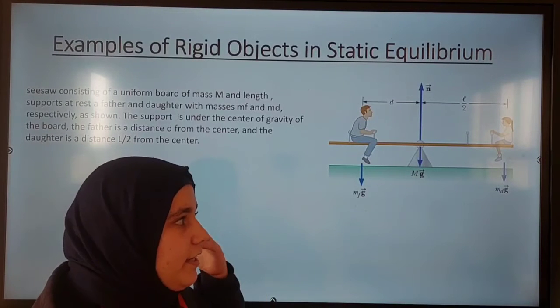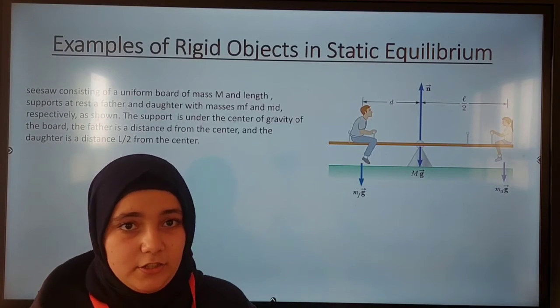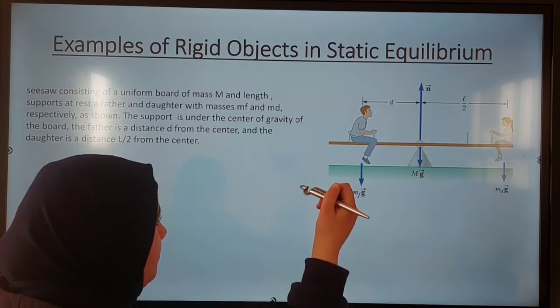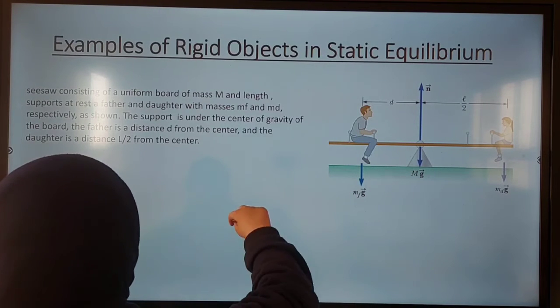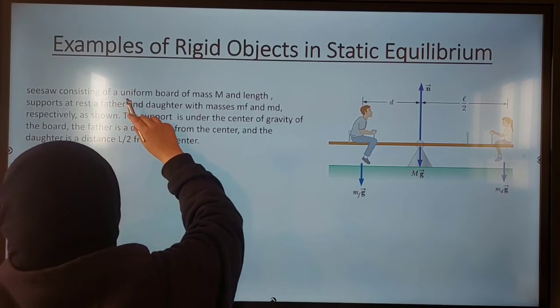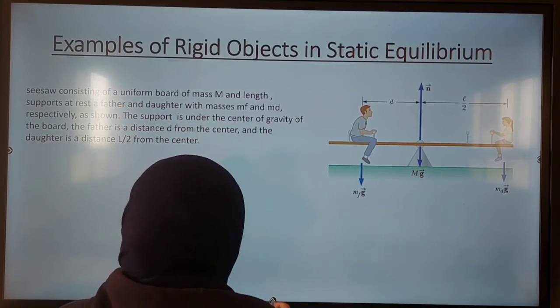After we have covered what the center of gravity and torque are, here we have the first example. It says a seesaw consisting of a uniform board of mass m.